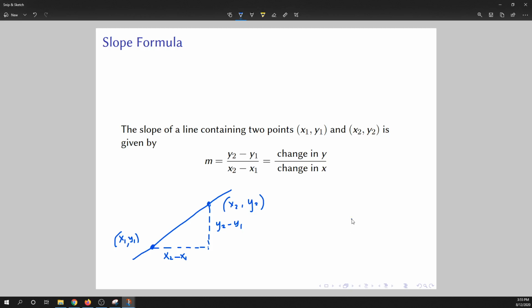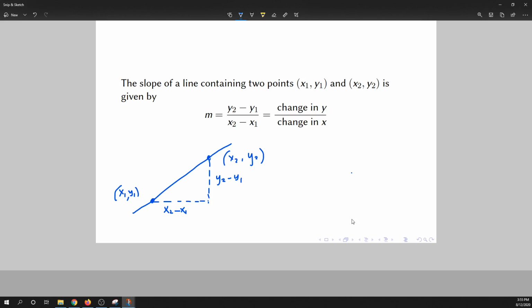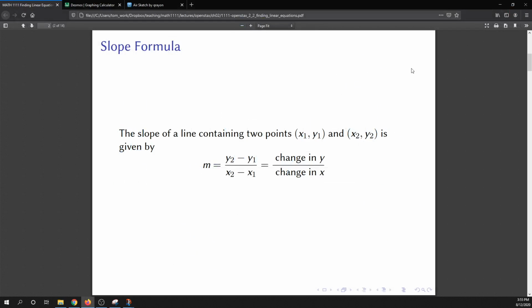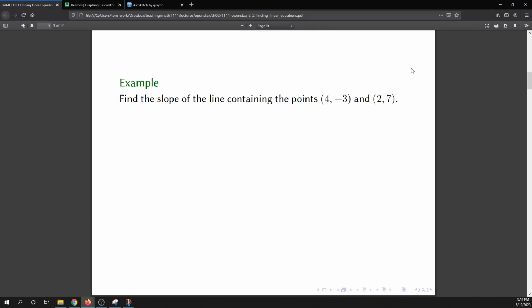Okay, so next up, let's do that. Let's actually go ahead and close that one out. We don't need that anymore. And calculate the slope.